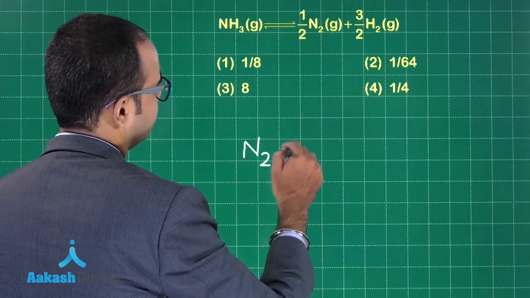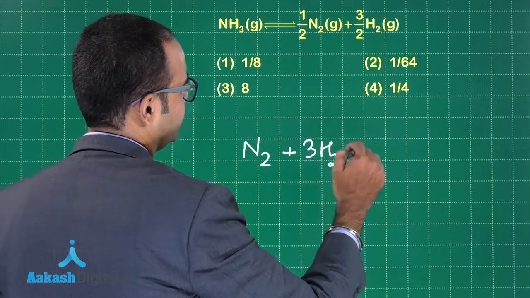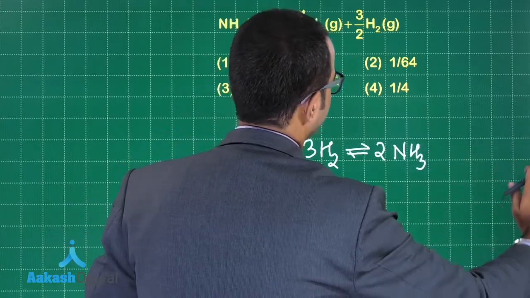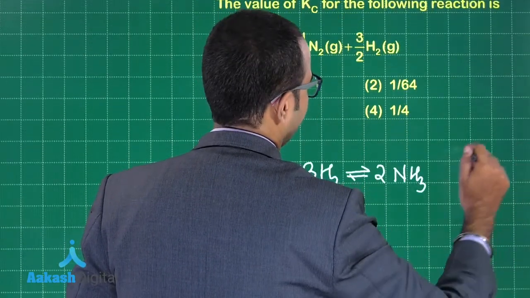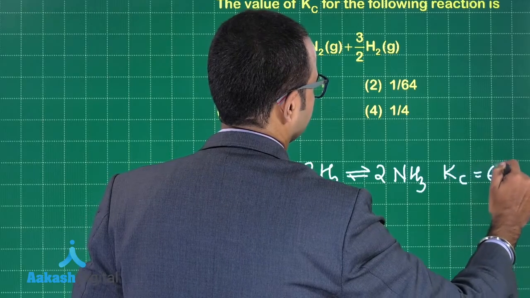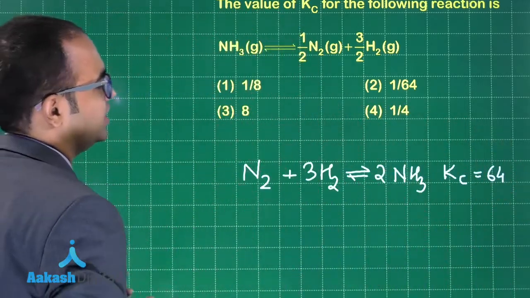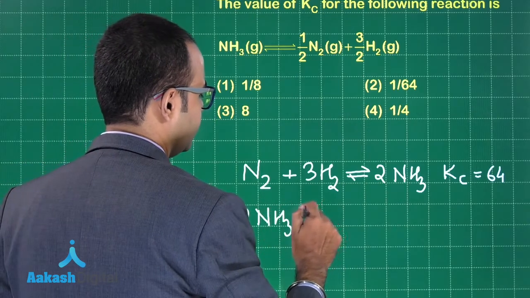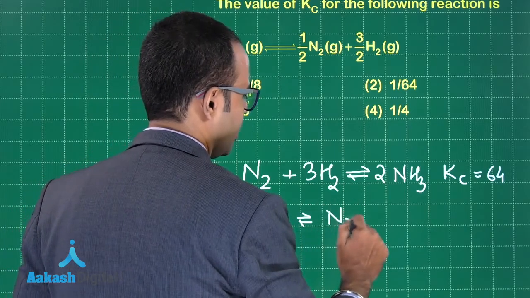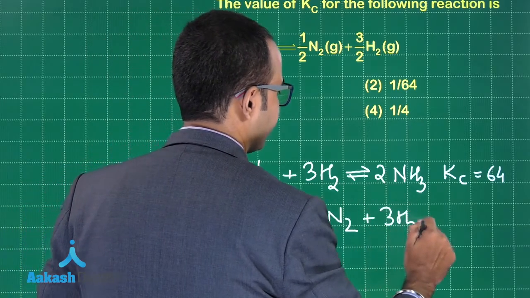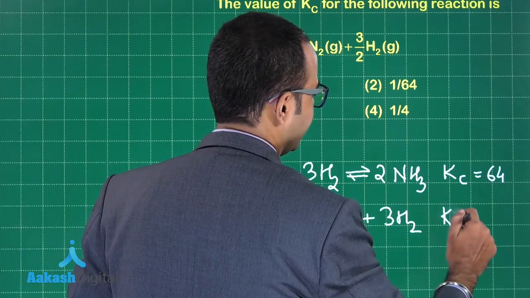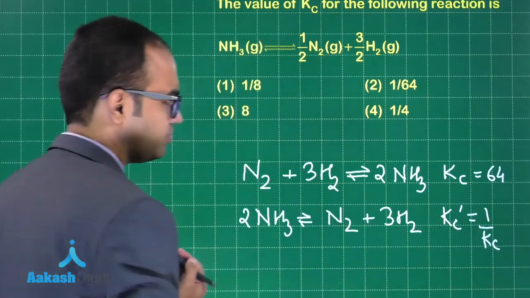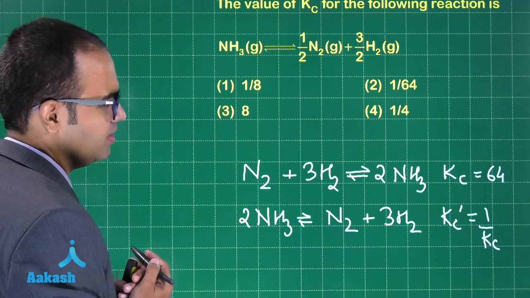So we have N2 plus 3H2 giving you 2NH3, and the value of Kc is 64. Reverse this equation. So when I reverse this equation, what will I get? 2NH3 giving you N2 plus 3H2. So here it will be Kc dash. Kc dash will be 1 upon Kc, right? Kc dash will be 1 upon Kc.